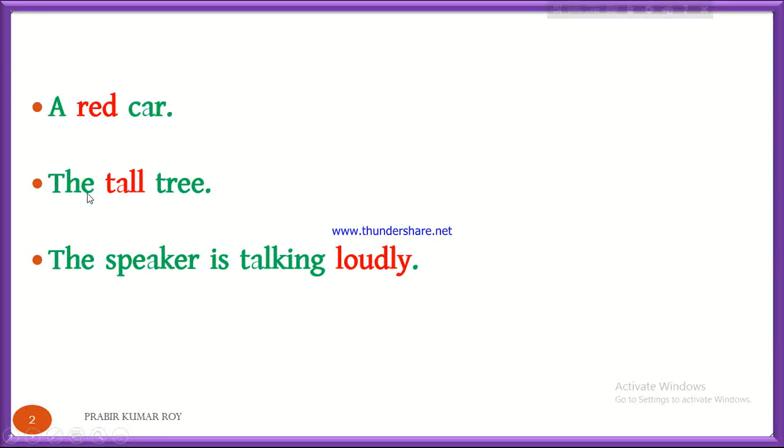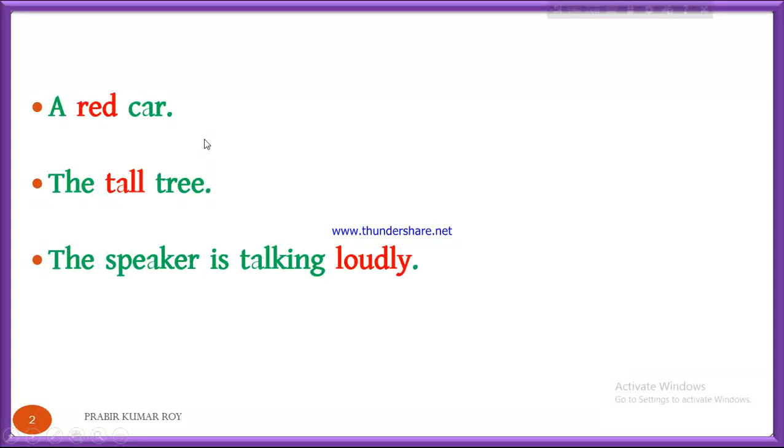In the second sentence, the tall tree. How is the tree? The tree is tall. So the word tall gives some more information about the word tree. So tall is a modifier. In the last sentence, the speaker is talking loudly. Here, loudly modifies the word talking. How is the speaker talking? The speaker is talking loudly. So loudly is a modifier here.